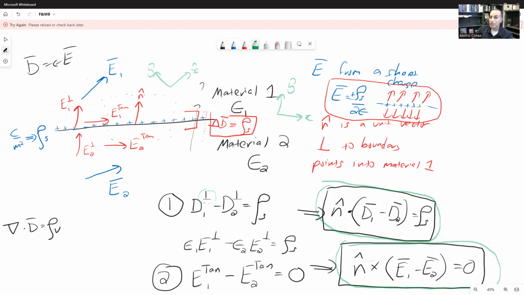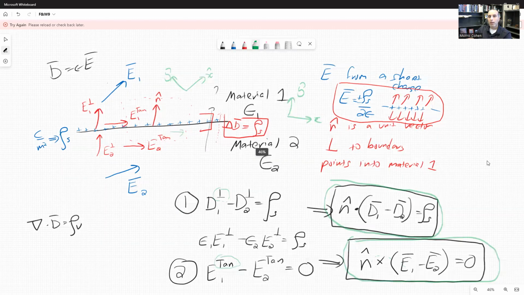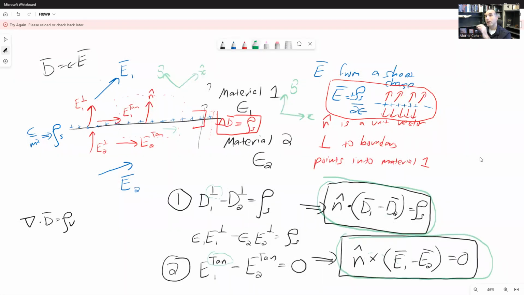The cross product is different. The cross product only picks out components that are perpendicular. So n hat cross E1 minus E2 is only going to look for changes in the electric field that have a component that is parallel to the boundary or along the surface of the boundary. And that corresponds to the tangential component. So that's why we got n hat cross E1 minus E2 equals 0. So these two are what we call boundary conditions. And they basically allow us to relate the electric fields on one side, the electric fields on the other side, and the charges that are building up at the boundary.